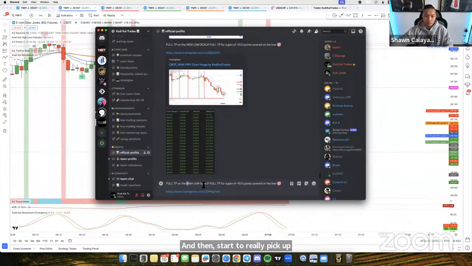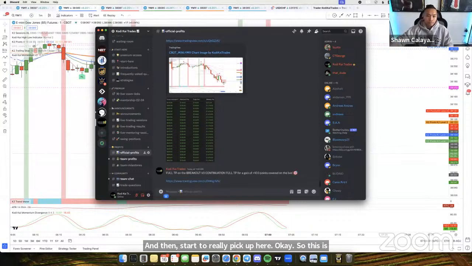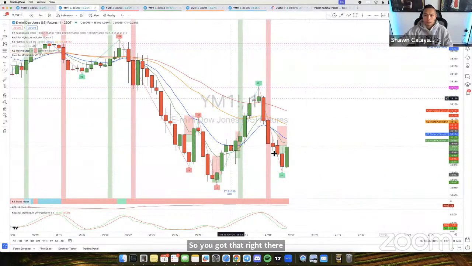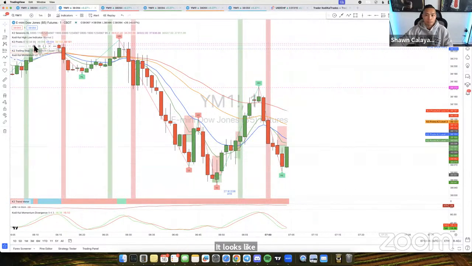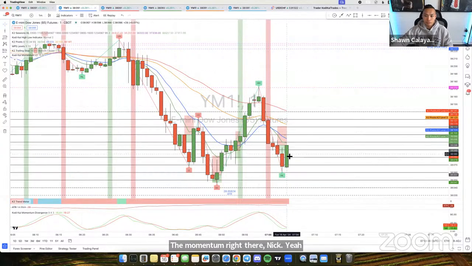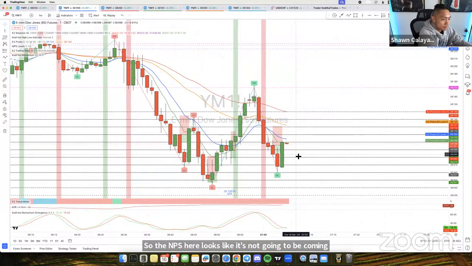Okay, so this is a breakout V3 continuation. So we got that right there. It looks like there could be an MPS, but it looks like it might be a little too close to the momentum right there, Nick. Yeah, it's a little too high, unless it closes below here, but at this point it's too high. So the MPS here looks like it's not going to be coming up. Let me take a screenshot of my profits again. Updated profits for the day.